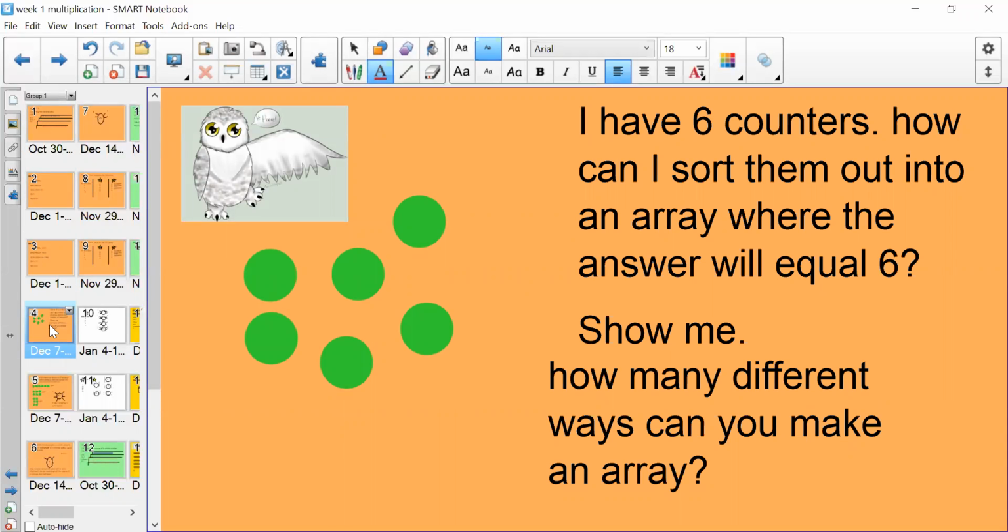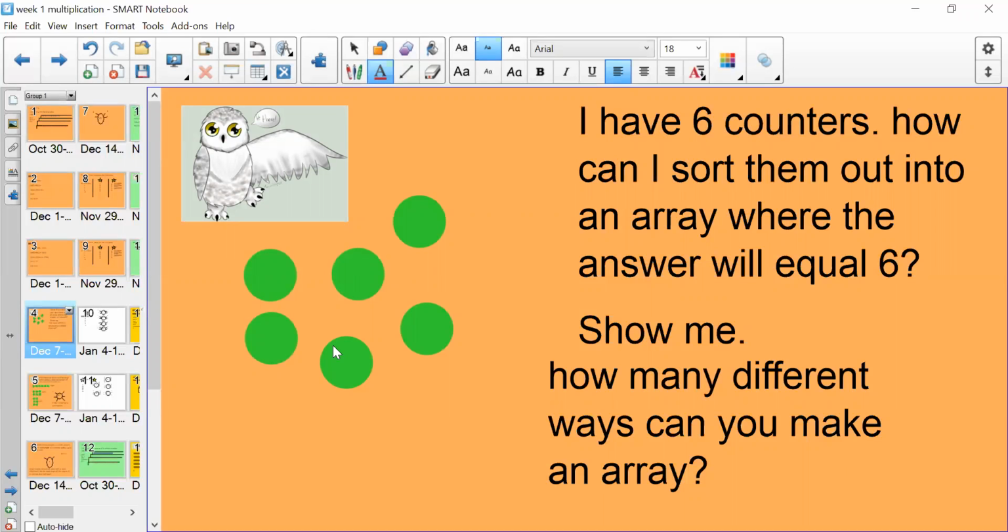Okay, cool. So the big question today is, I have 6 counters. So here are your 6 green counters. If you do not have counters at home, you could find 6 objects, or you could just draw the counters on a piece of paper. But what we're going to do is sort them into an array where the answer is going to equal 6. So an array links to multiplication.